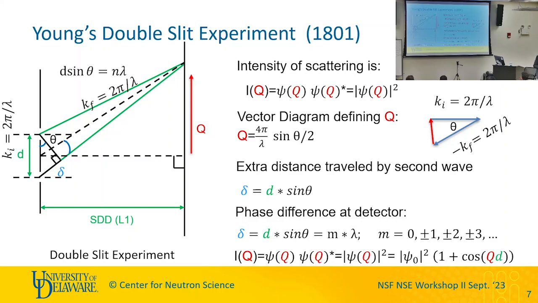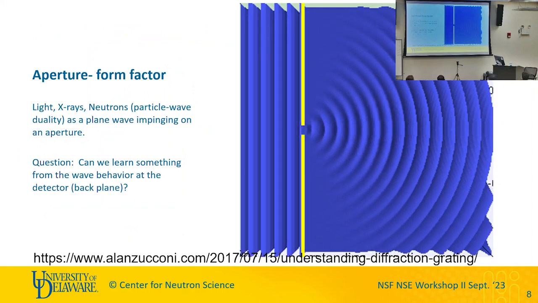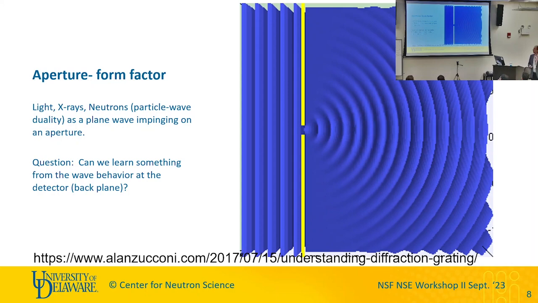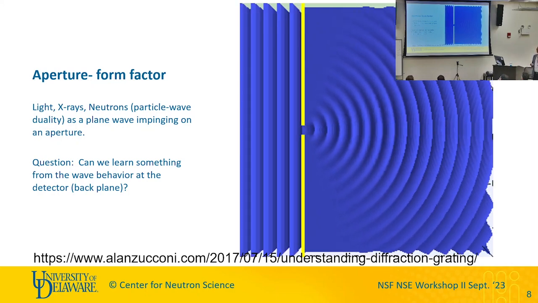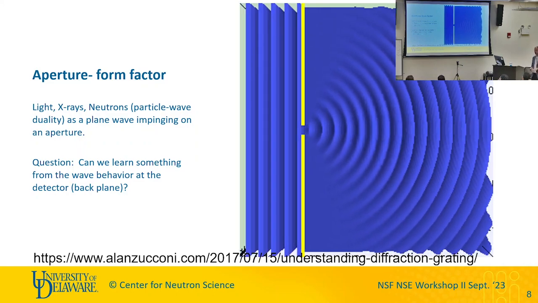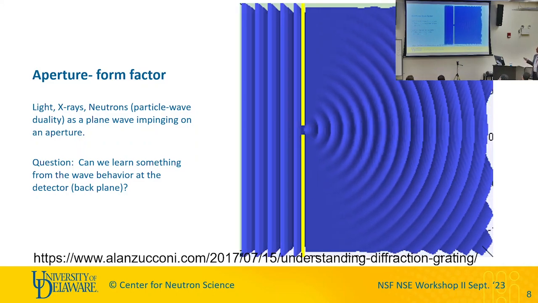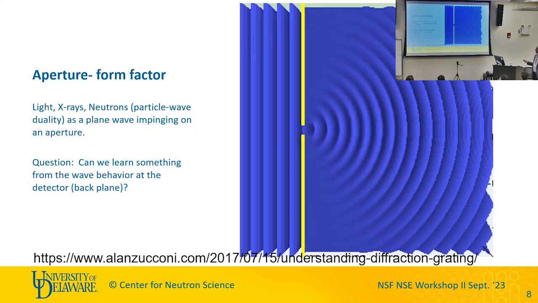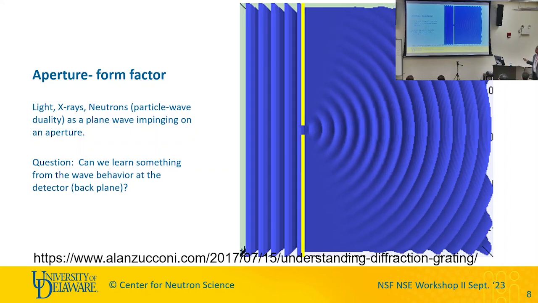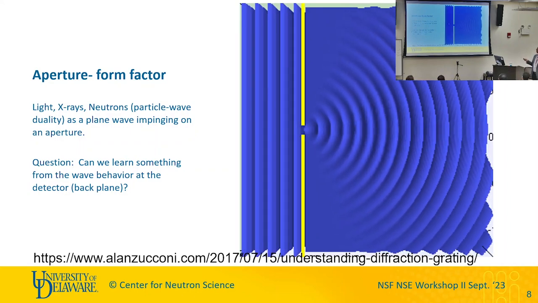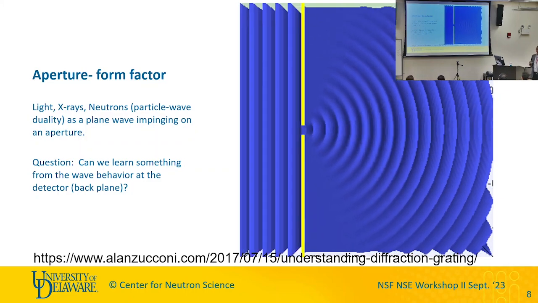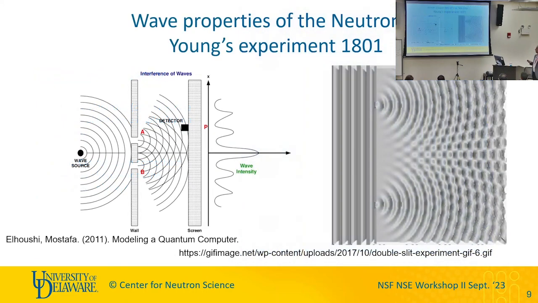So let's take a look at this experiment in some detail. Let's look at a single slit. I think it's a little easier to visualize what I just said if we start with that. And remember, light, X-rays, and neutrons have particle-wave duality. So we can look at it as a wave or as a particle, but you get a diffraction pattern. On a back plane here, you can see the fluctuating field, if you will, that's due to the fact that I've got a plane wave coming in and it scatters, and I get this behavior. Can we learn something from this? The answer is, of course, yes.